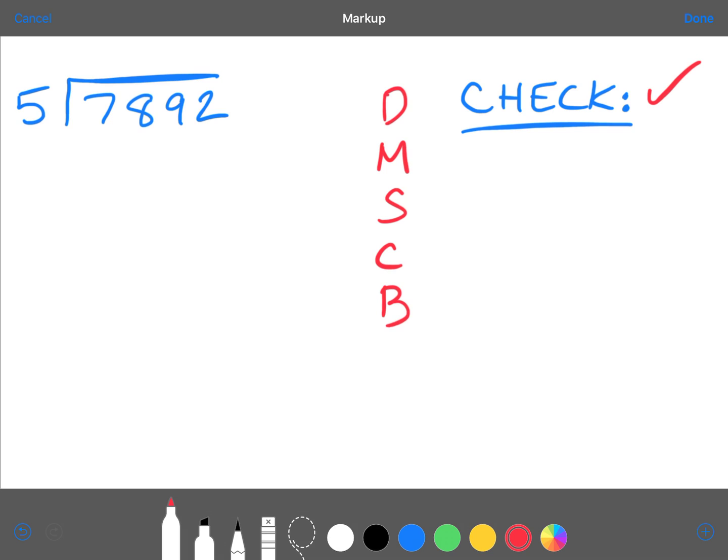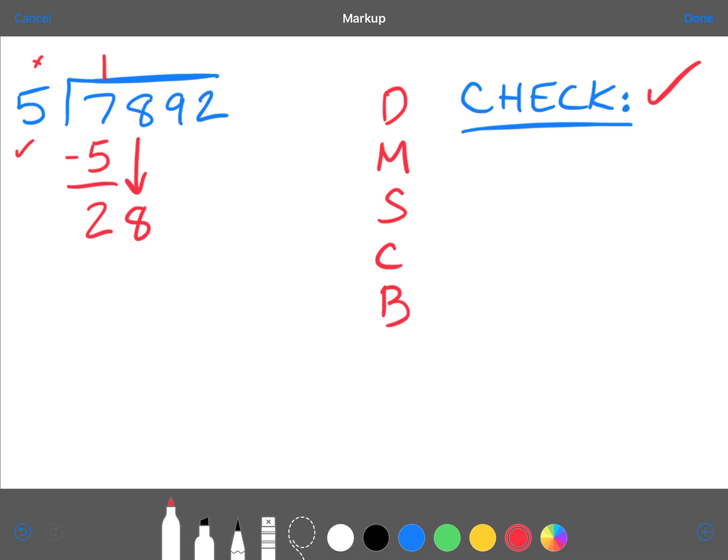All right, divide. So the first thing I say is how many times can 5 fit into 7 evenly? And it goes in once. 1 times 5 is 5. 7 minus 5 is 2. And I'm going to check that, yes, 2 is smaller than 5. So I'm going to bring down my next number, which is an 8.